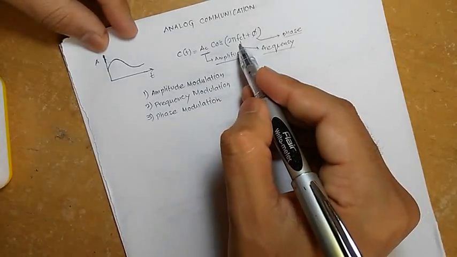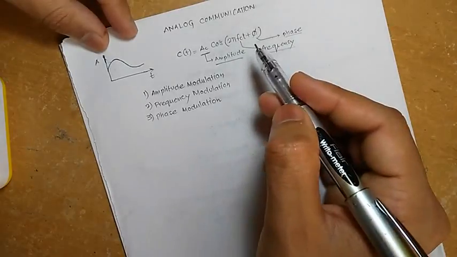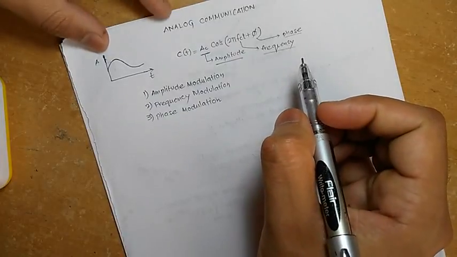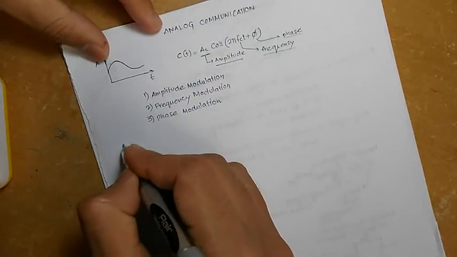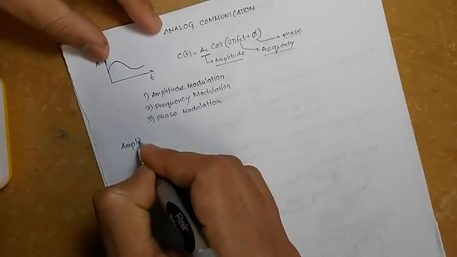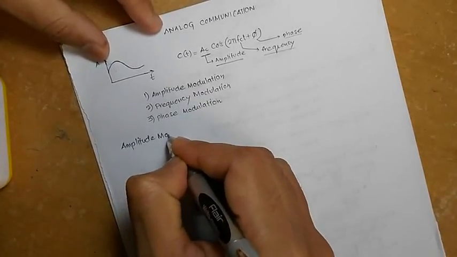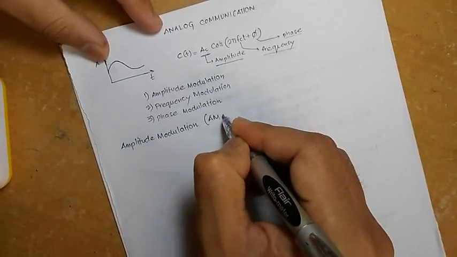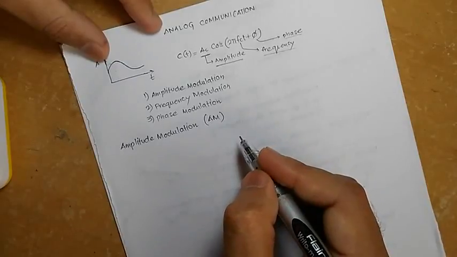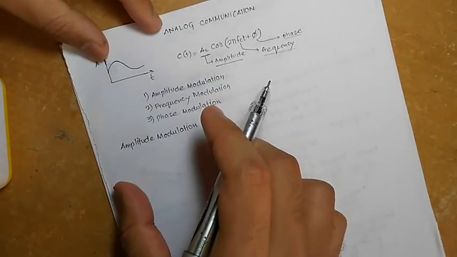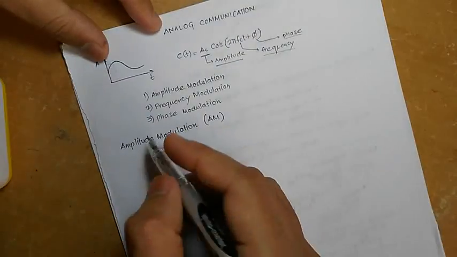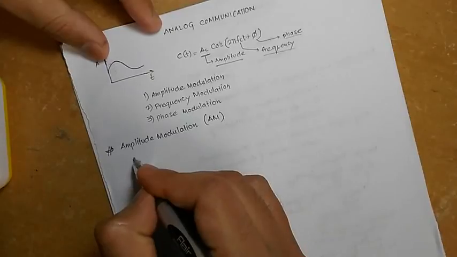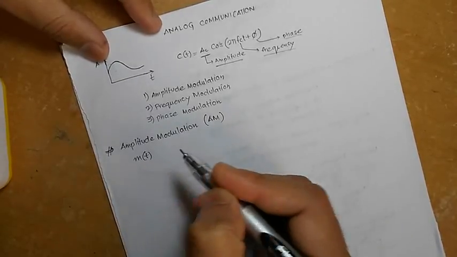In frequency modulation we vary the frequency of the carrier signal in accordance with the message signal. In phase modulation we vary the phase of the signal. So in this video we will study about amplitude modulation. This is also called AM, amplitude modulation. So as the name suggests, we have to vary the amplitude of the carrier signal with respect to the message signal. Let our message signal be m of t.